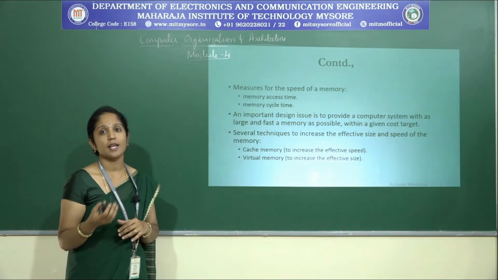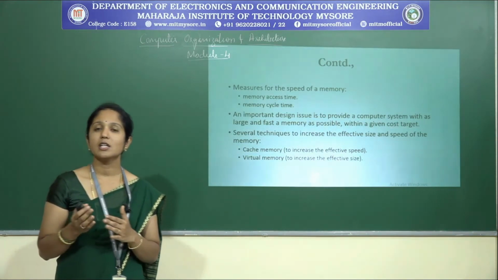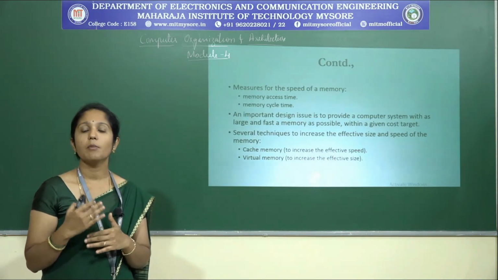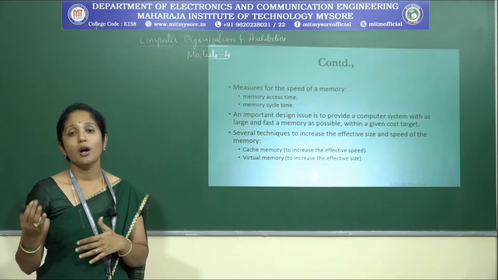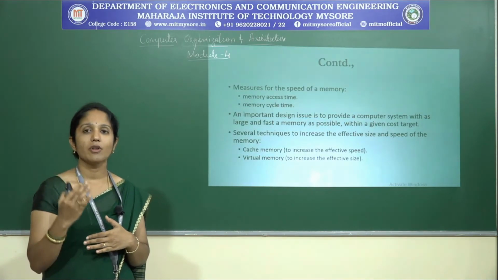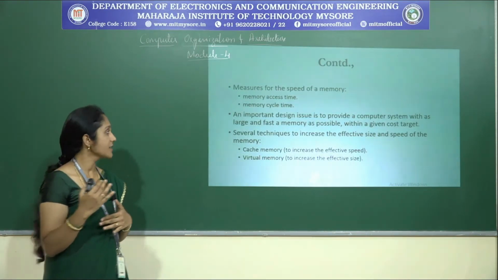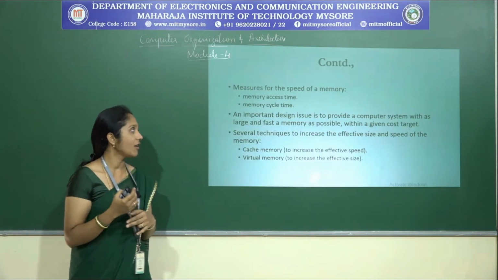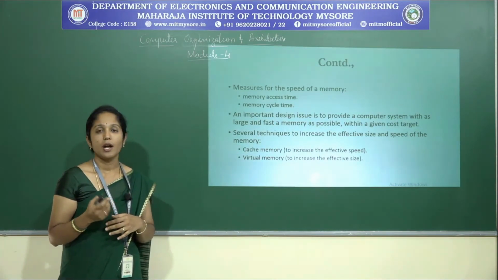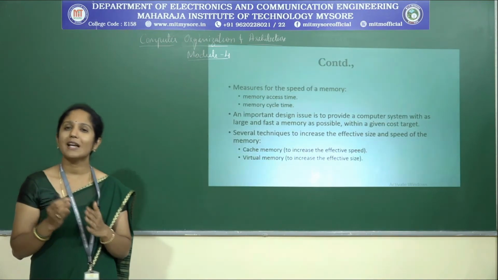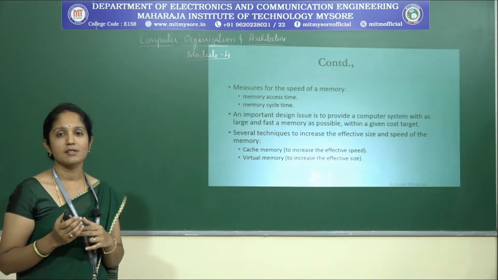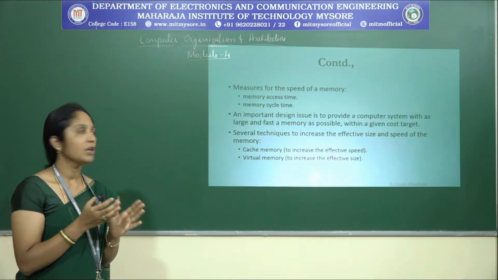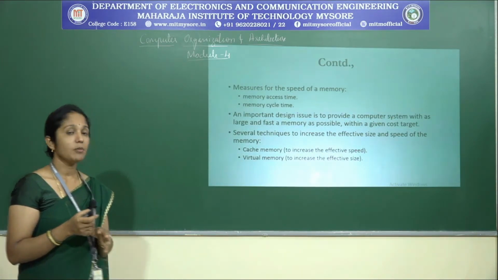And next is memory cycle time. Memory cycle time is the time between two successive operations, two successive read or two successive write operations. That is called the memory cycle time. Usually, this will be slightly longer than the memory access time. So the memory access time will be smaller compared to the memory cycle time.